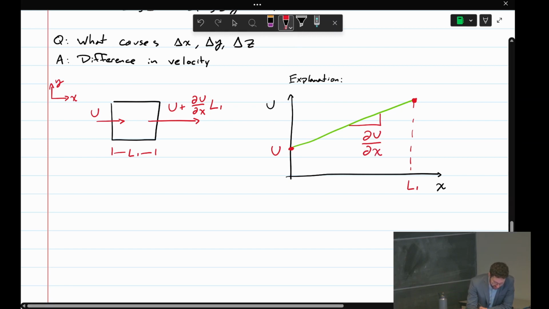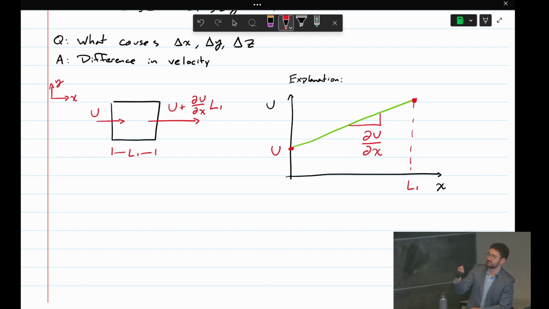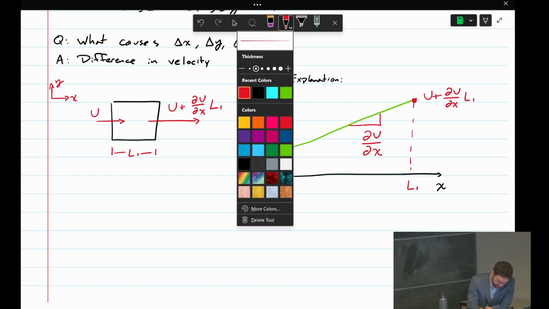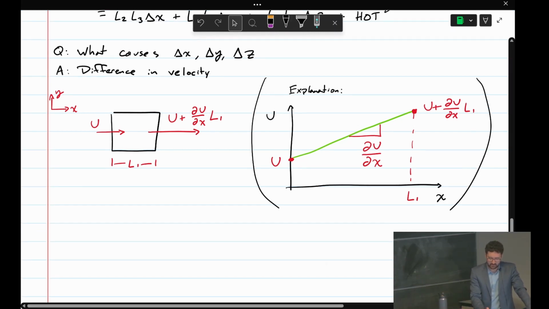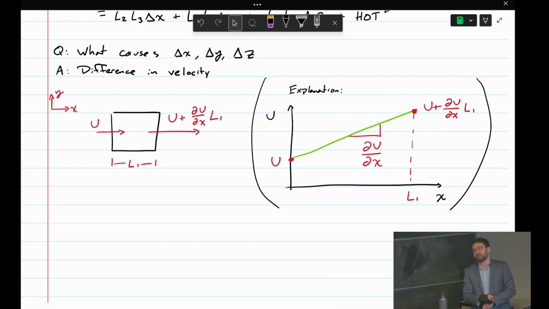So all we do to get the velocity on the right-hand side, assuming we have this linear variation, is just add whatever we got by moving L1. So this will be u plus partial u by partial x L1. So I drew something similar like this when we were doing the pressure derivation, but I think this one is much neater. So that's how we got u plus partial u partial x L1. Any questions about that? Okay.